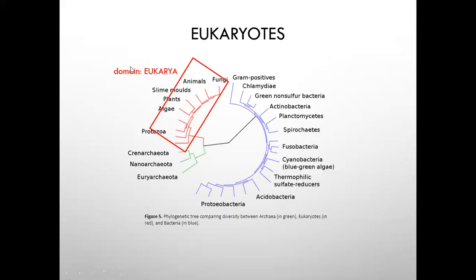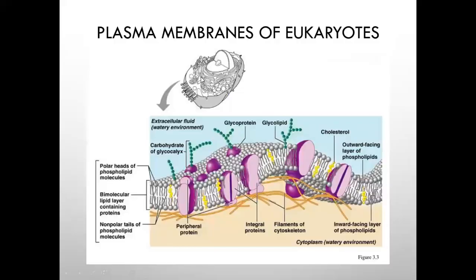So here's our domain eukarya, and these are our eukaryotes. They're all going to share the characteristics of that domain. And in this domain, we've got, again, these different groups: animals, fungi, and plants. If we look at the phospholipid bilayer, we can see it here. We've got polar heads, phospholipid molecules, and non-polar tails in the middle. Essentially, it creates a really good barrier between the external environment and the internal environment. We can also see a lot of embedded proteins to transfer things across that membrane.